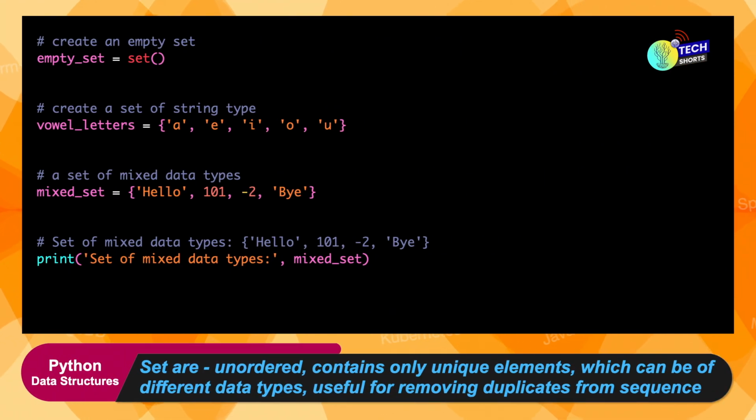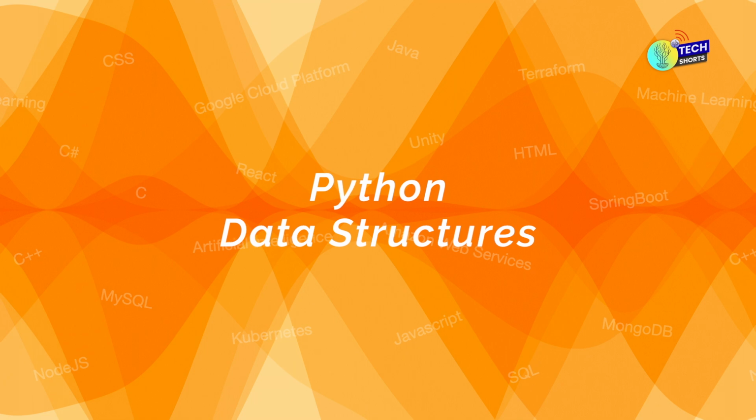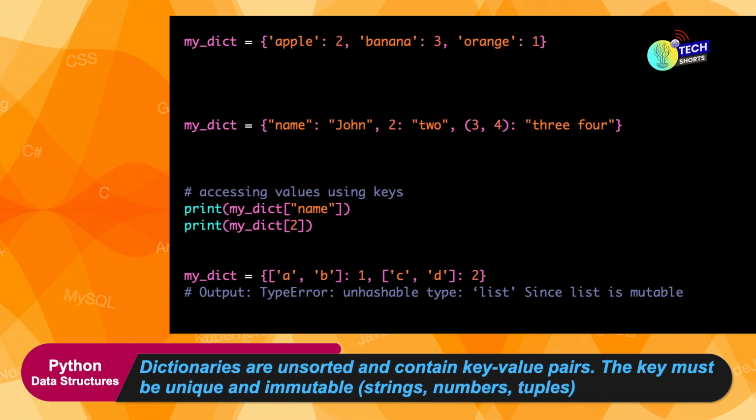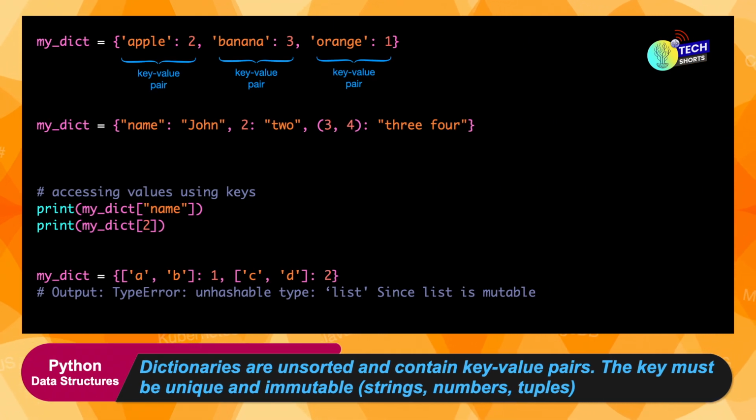Sets are unordered and contain only unique elements, which can be of different data types. They are useful for removing duplicates from a sequence. Dictionaries are unsorted and contain key-value pairs. The key must be unique and immutable, such as strings, numbers, tuples.